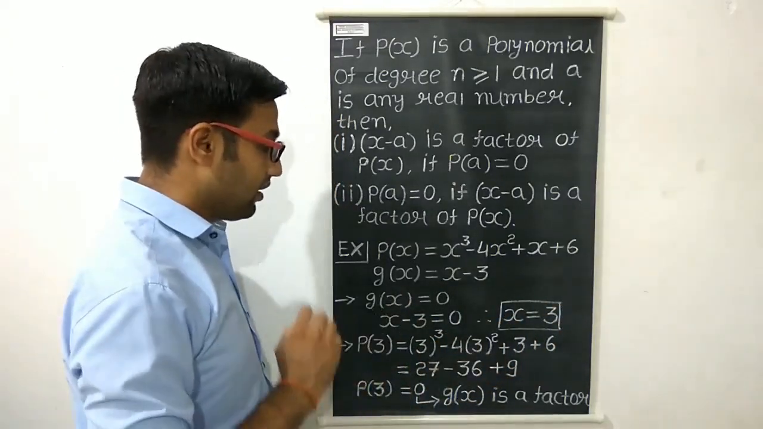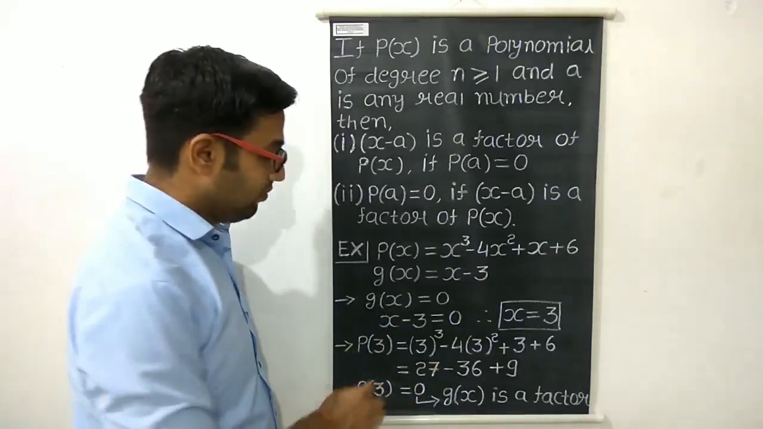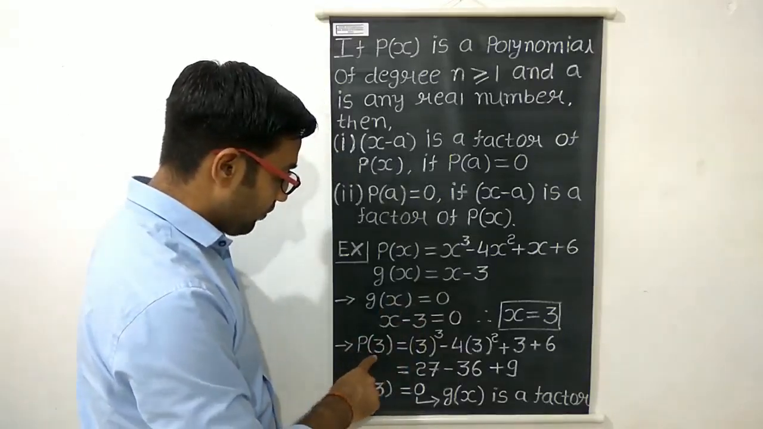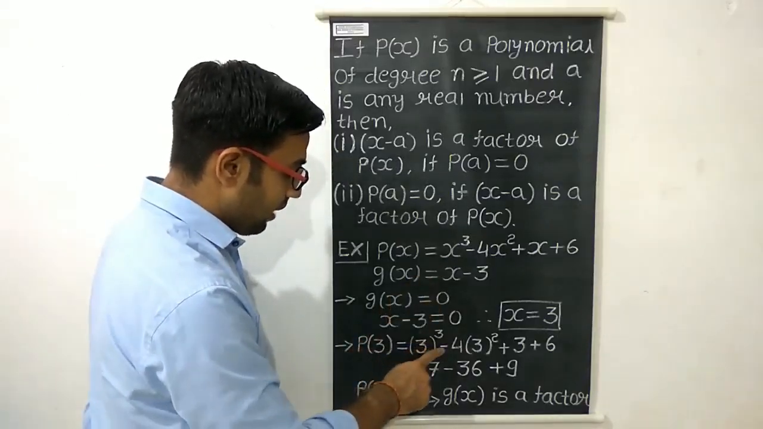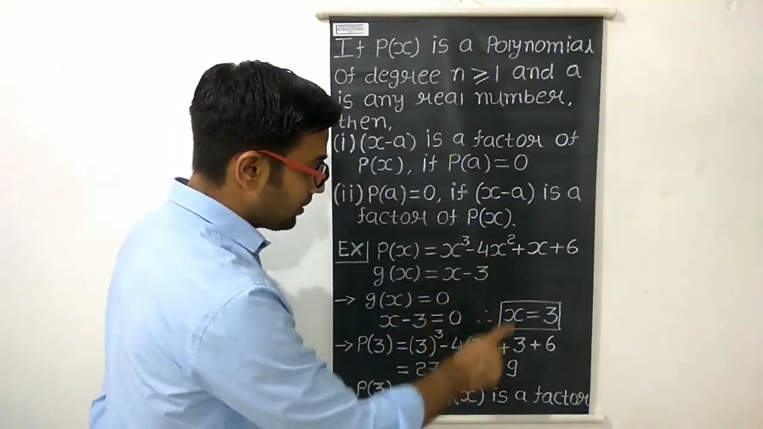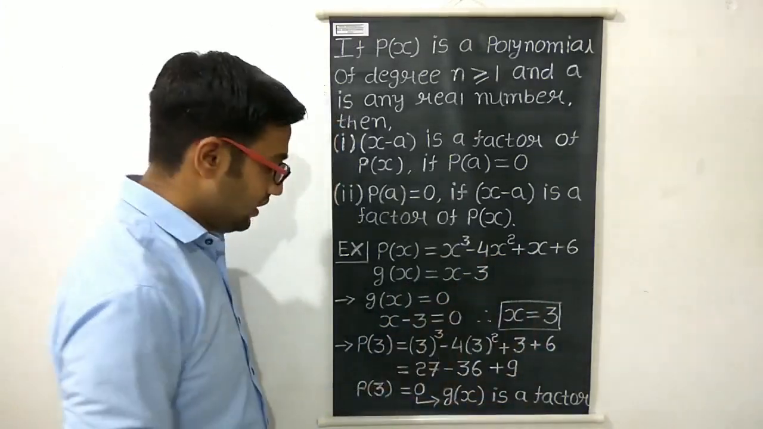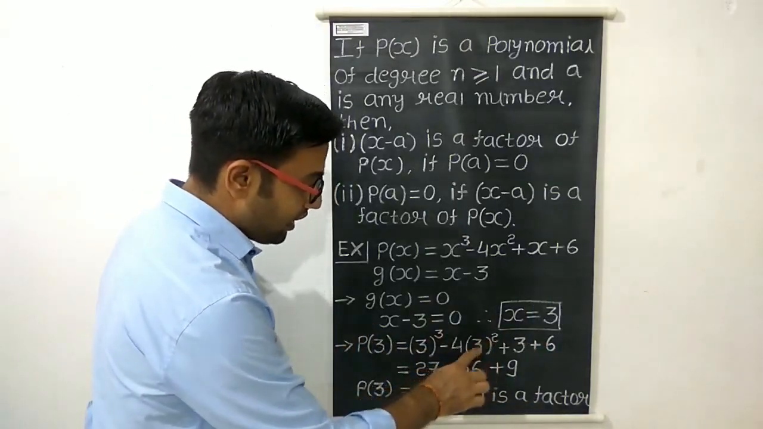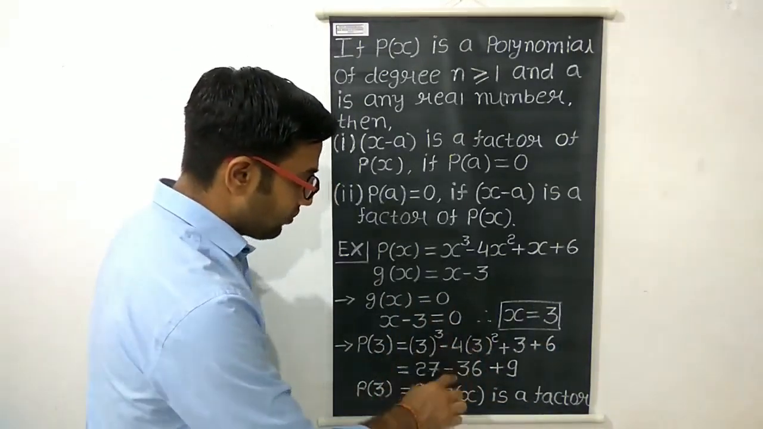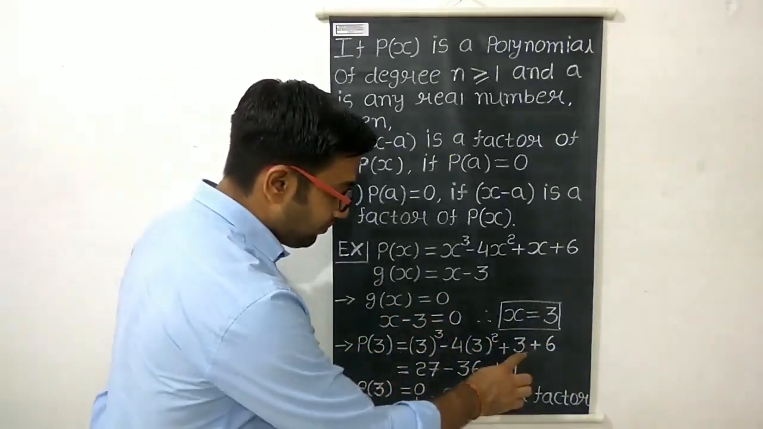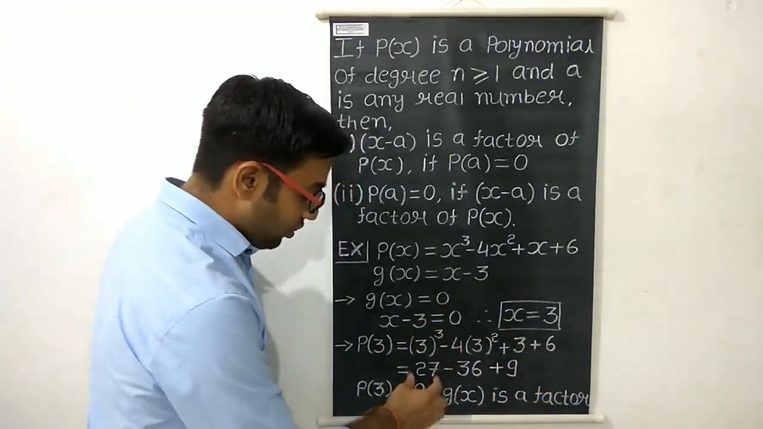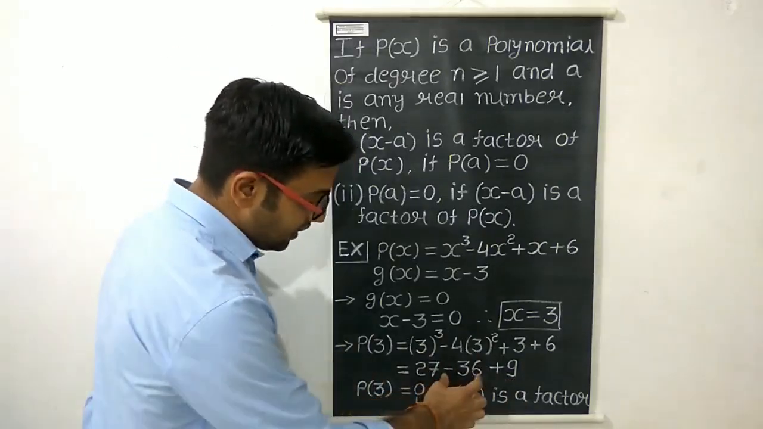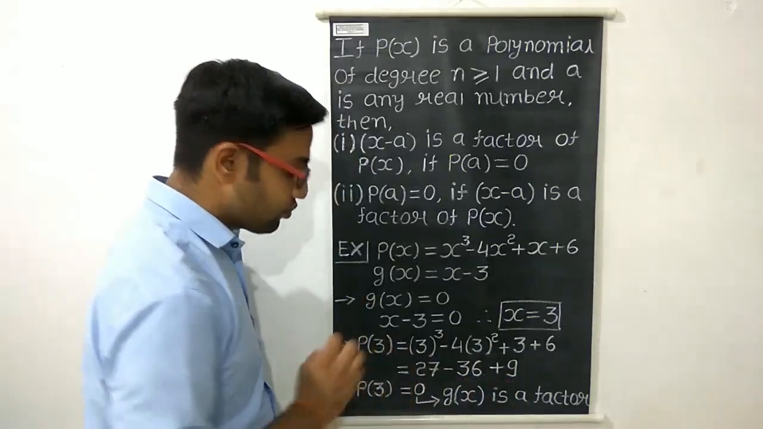Now to find the remainder, by using the remainder theorem, we can put x equal to 3 in this polynomial. So p of 3 is equal to 3 cube minus 4 into 3 square plus 3 plus 6. Right? So here we get 3 cube is 27, minus 4 times 3 square is 36, and 6 plus 3 is 9. So 27 plus 9 is 36, minus 36. Total is equal to 0.